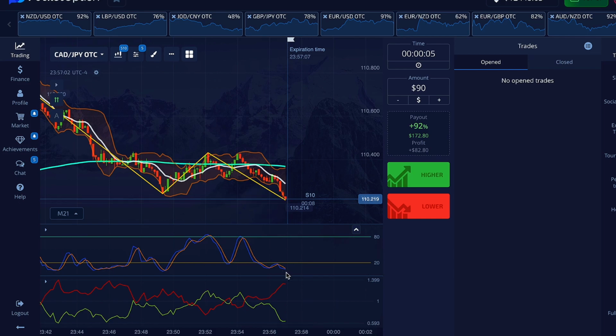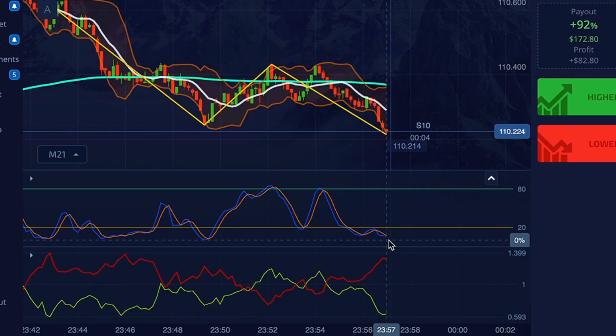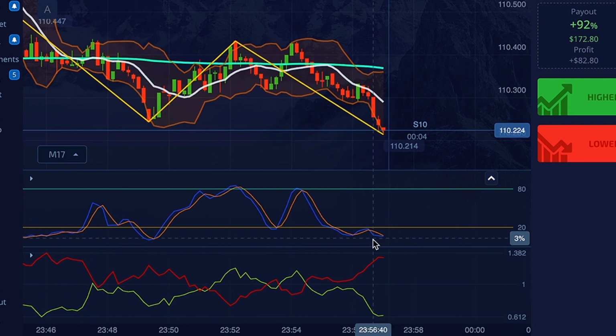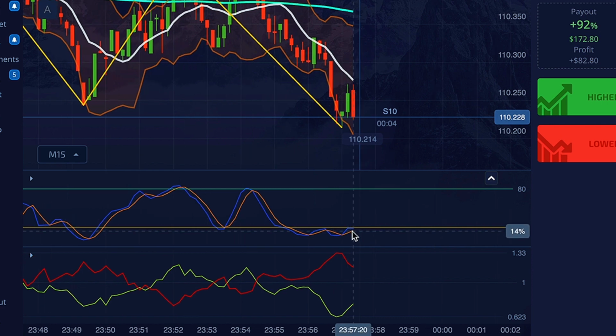So now, as you see, our stochastic is very low at this bottom, meaning that we're going to be going up in a couple of seconds here, and the blue line is under this orange line. And when the blue line is under the orange baseline, that means we're going to go up. So now that it's above the orange baseline, guys, that means the chart can go down.